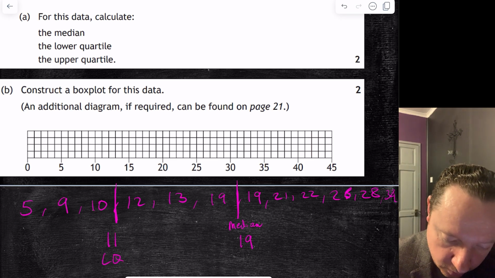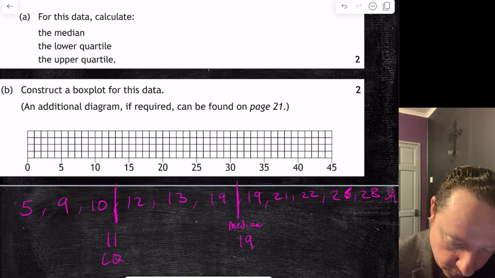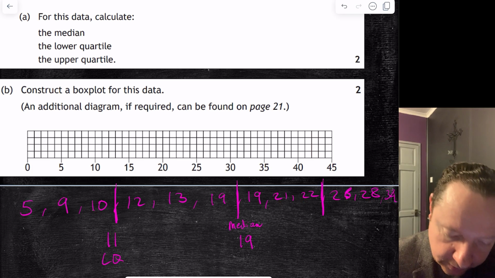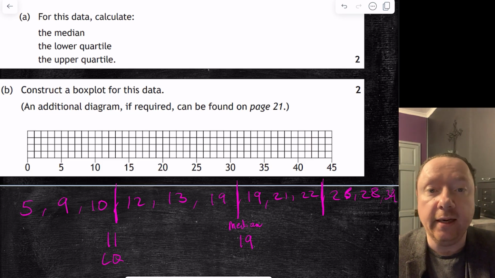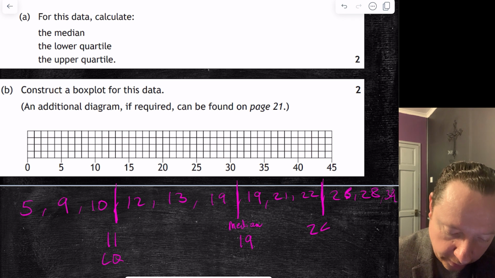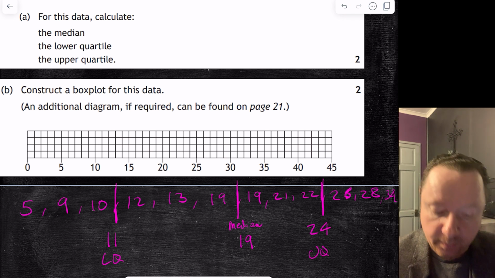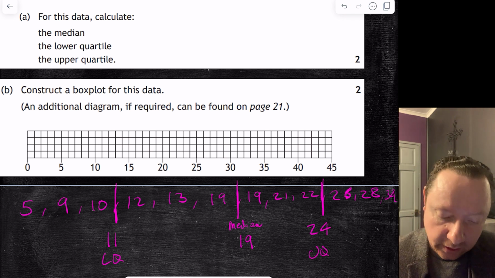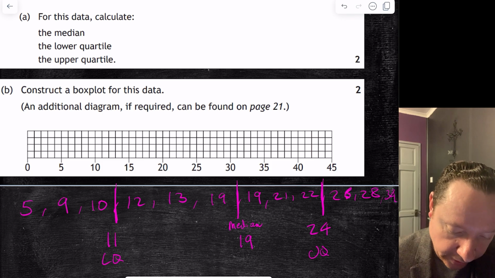In the upper quartile, 1, 2, 3, 1, 2, 3. I want in the middle of 22 and 26. Well, there's 4 between the numbers, so it must be 22, 23, 24. One other way to do that, if the numbers are quite big apart, is add them up and divide by 2 and take the average. But we get 11, 19, and 24.